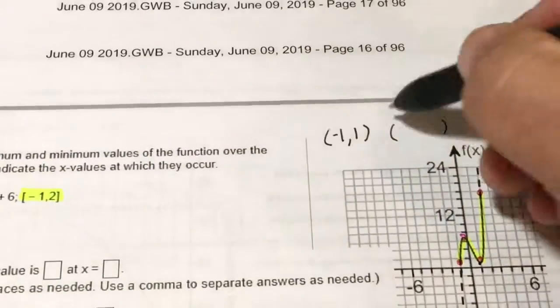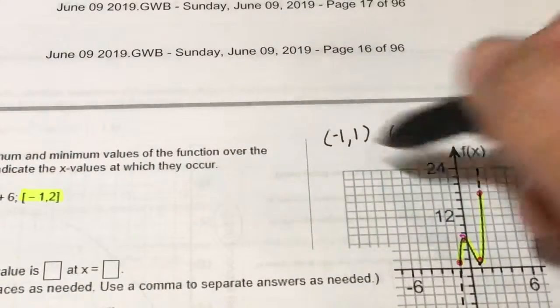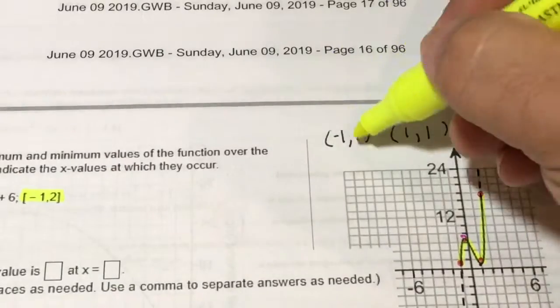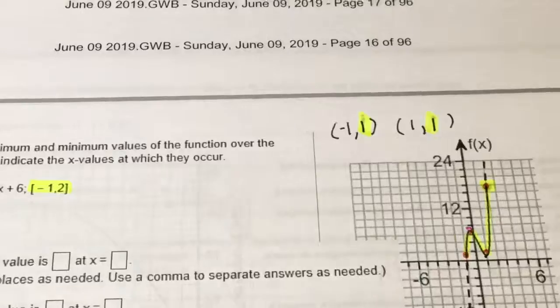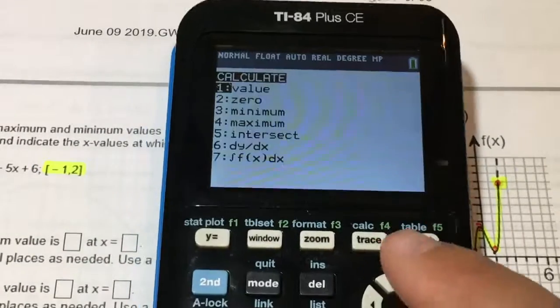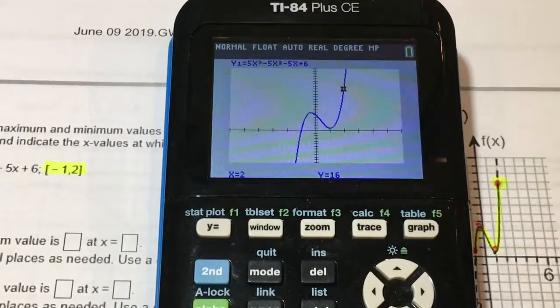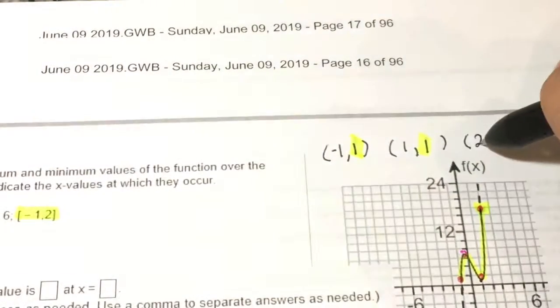So this was a trick question. They both have the same minimum value of 1. They both have the same low point of 1. Now I'm going to find out what this high point is. And that's going to be located at 2. Second, calc, value, plug into 2, hit enter, and it's 16. So that endpoint is at 2, 16.